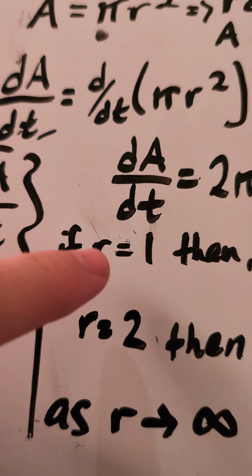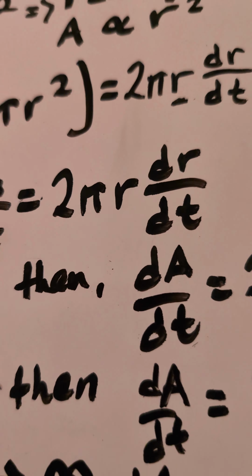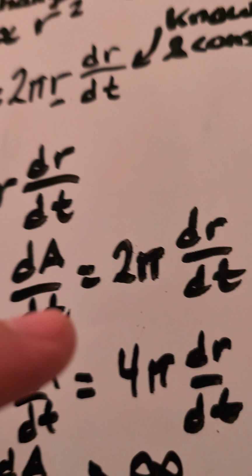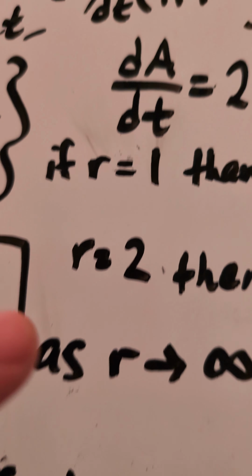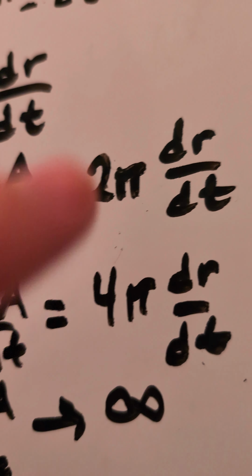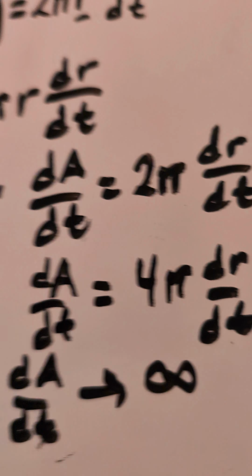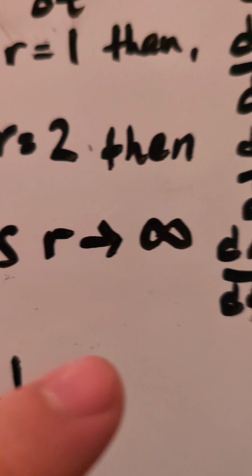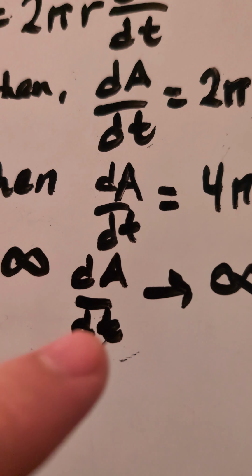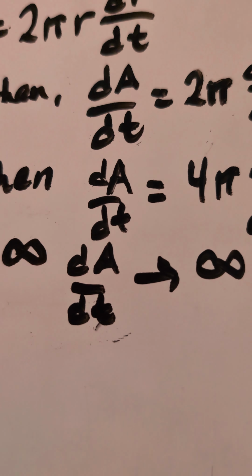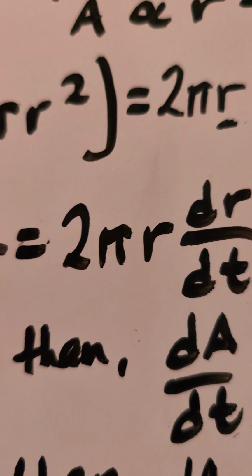If r is 1, so at the time where r equals 1, then the change in area is just 2 pi times the rate of r changing. And if r is 2, then it doubles, goes from 2 to 4. So we can see that as r goes to infinity, as it grows, so does the rate of change in the area, proportional to 2 pi.